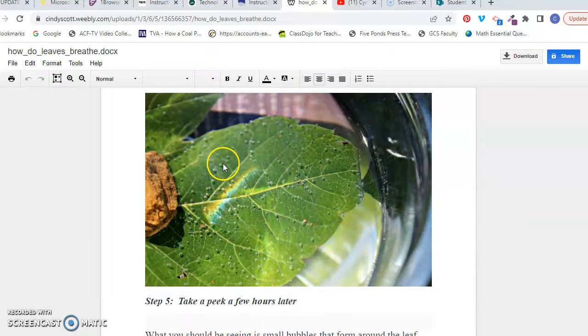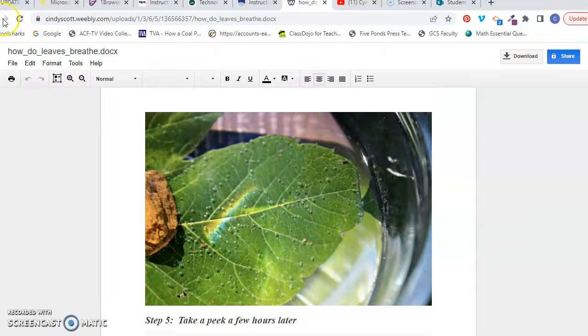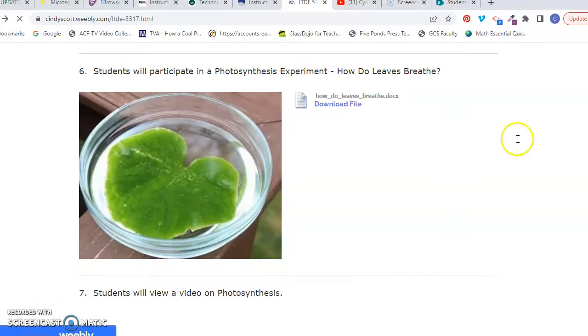the little oxygen bubbles, helping them to see that the oxygen is actually expelling, the leaf is actually expelling the oxygen. And this would be a great opportunity to talk about the stomata, the little pores in the leaf that the oxygen moves through. So great activity there for the students.